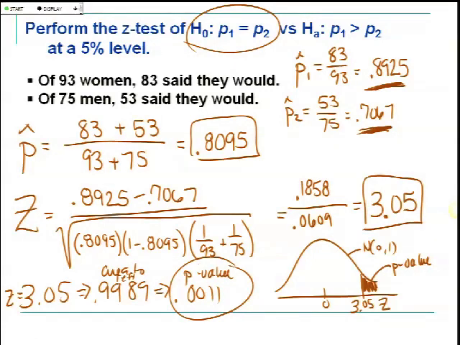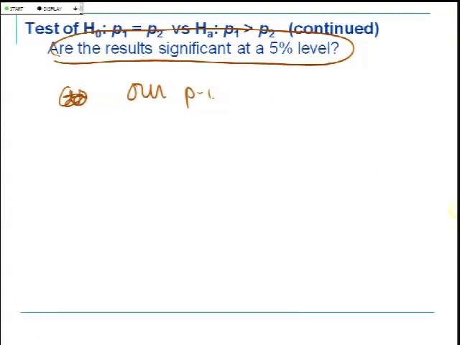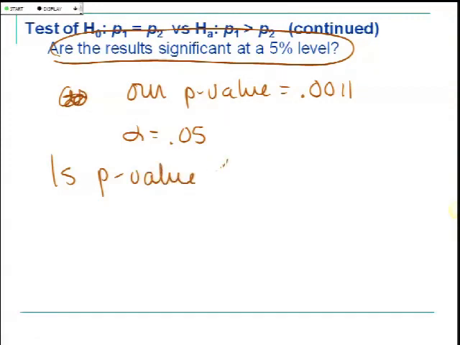With that small of a p-value, do we know our decision? My question is what? We want to know if we have significant results. Are the results significant at a 5% level? Our p-value is pretty small. Alpha is 0.05, the standard level of significance. When I ask you, are the results significant at a 5% level, I'm asking you, is your p-value less than or equal to your alpha? And our answer to that is yes.